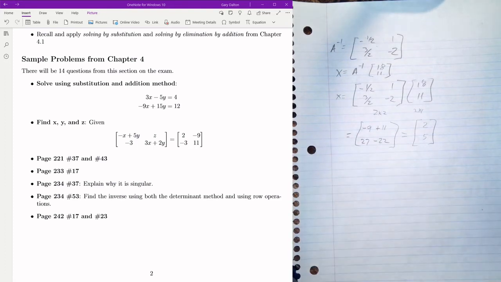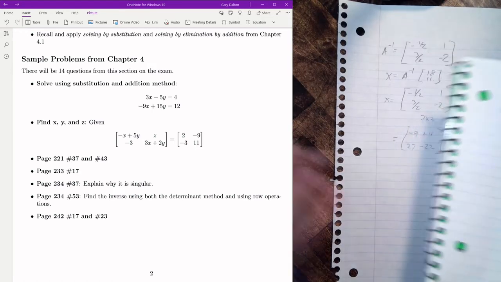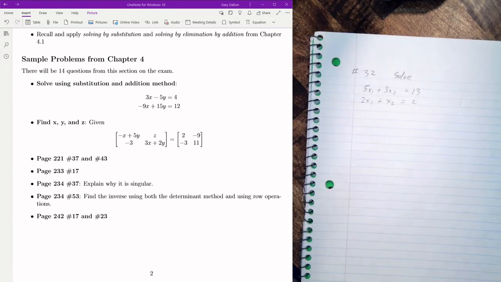I'm going to do one more problem. This is the last one that I have. This is again on page 242. Maybe it's on 243. Anyways, it's just the whole thing. Solve this set of equations. How do we do this?